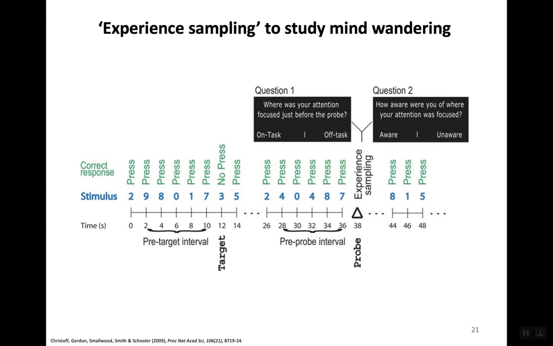And where things get even more interesting is that that question was followed up by how aware were you whether your attention was focused? And the responses, of course, were aware or unaware. And this type of query is an example of what is nowadays called experience sampling, in this case to study mind wandering.